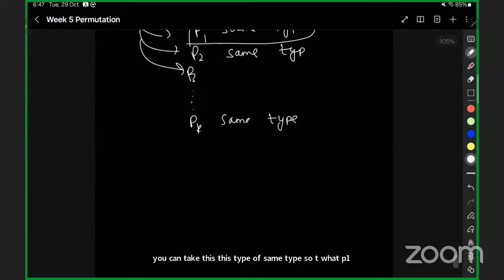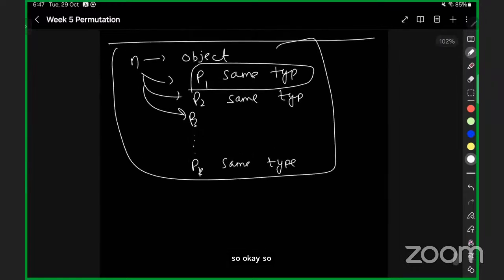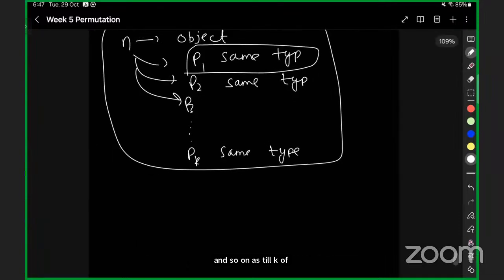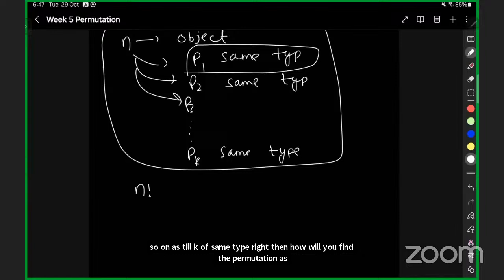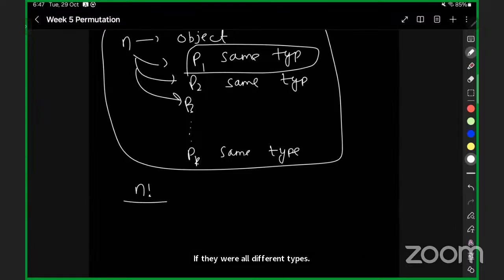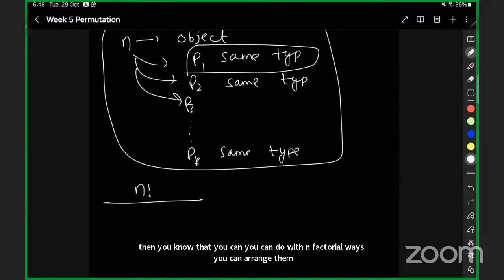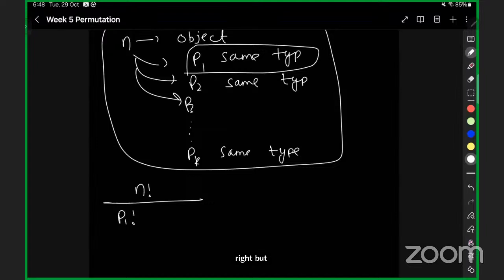Okay. So to explain this formula, if you have this kind of setup, that n objects are there, out of which P1 are of same type, P2 of same type, and so on till k of same type, right? Then how will you find the permutation? If they were all different type, then you know that you can arrange them in n factorial ways, right? But if they are repeating, then you will divide by P1 factorial, then P2 factorial, then so on till P of k factorial.